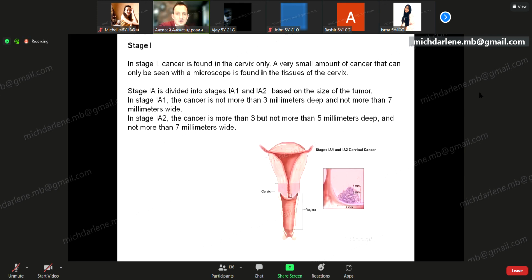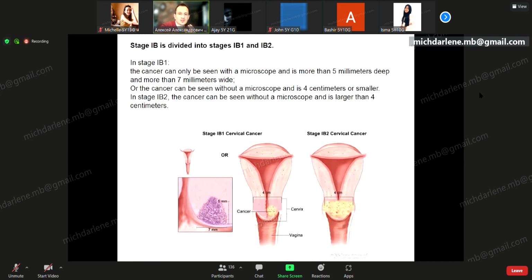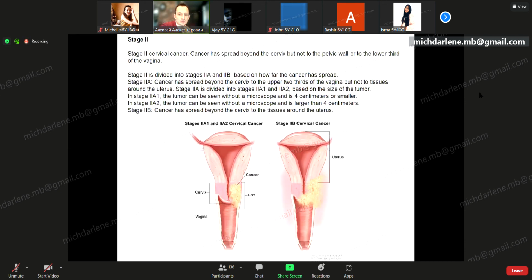In the case of stage 1, take a look at the picture. Not more than 7 millimeters. Absent symptoms, guys. Only in stage 2, when the cancer spreads at the surface of the vagina, we will see rupture of the connections between the cells, and the woman can get the first clinical sign. The first clinical sign will be bleeding. Before that, signs will be absent.